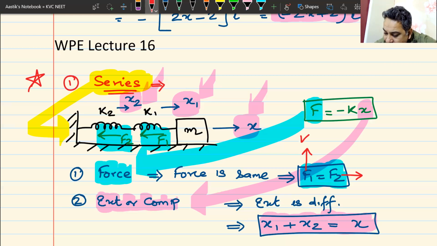Okay. F1 will be equal to K1 into X1. I'm not writing the negative sign. Negative sign is only for the direction. I'm only looking for the magnitude here. F is Kx, simple. Yes, Sabiram, you are absolutely correct. F1 is K1 into X1 and F2 is K2 into X2.